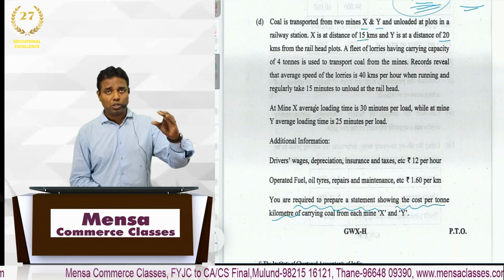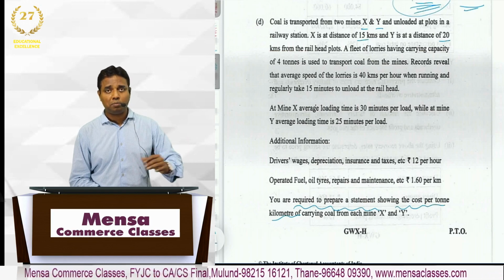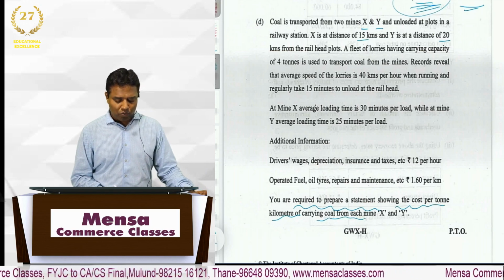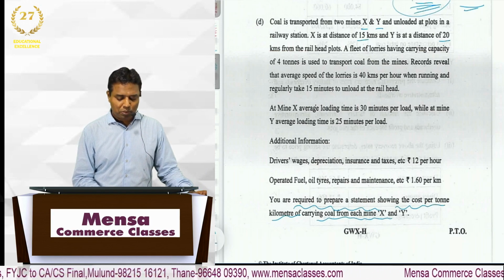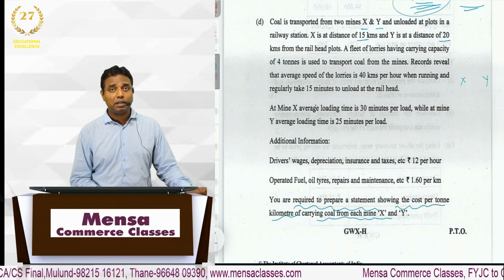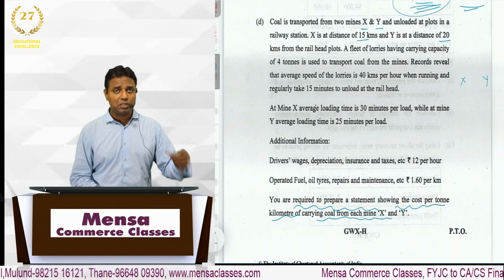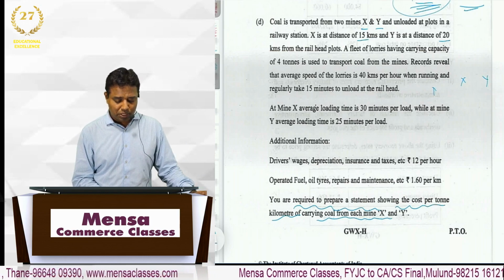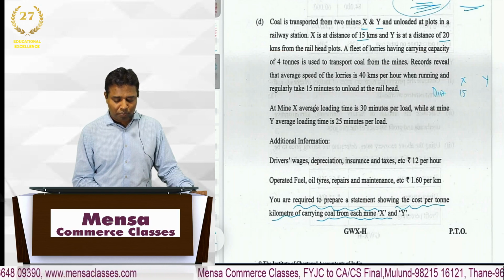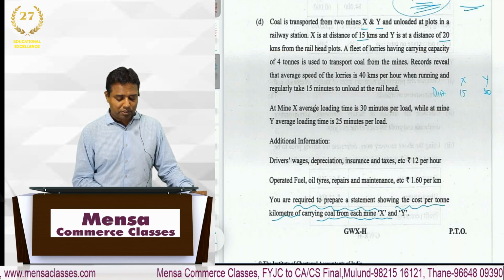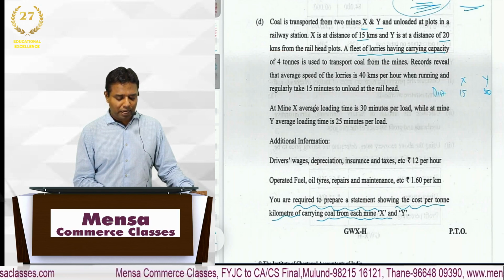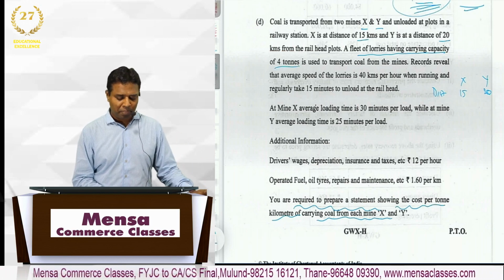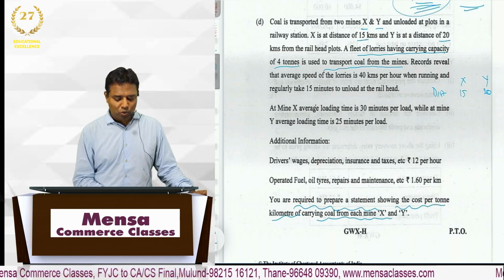So what we do is total cost divided by the number of tons into the number of kilometers, carrying coal from each mine X and Y. So you're supposed to find out the cost per ton per kilometer. We'll first find out the total cost. How do I find out the total cost? Distance is given, here it is 15 kilometers, here it is 20 kilometers, and a fleet of lorries having carrying capacity of 4 tons, so the ton is fixed, 4 tons for each of them, is used to transport coal from the mines.